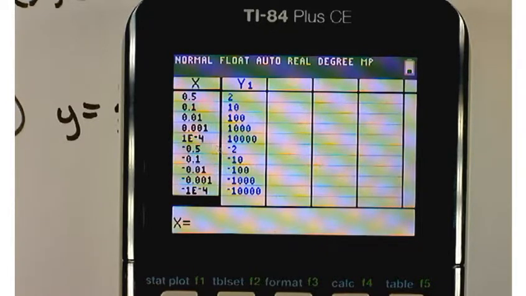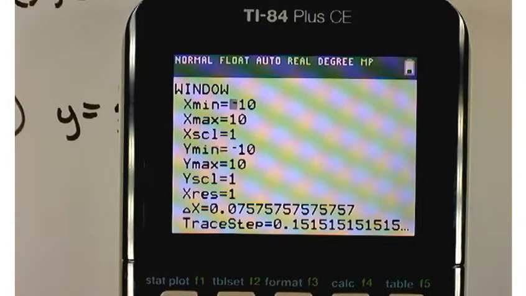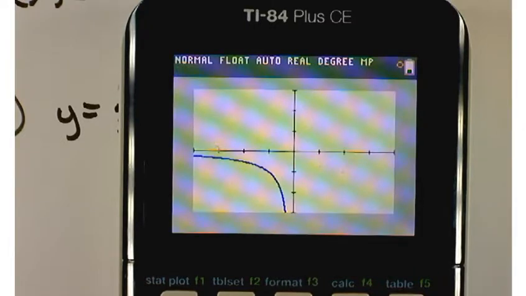So, okay, what's the graph of this look like then? Well, let's check it out here. So, for our window, let's set up our window, say, from negative 4 to 4 on the x-axis, and negative 3 to 3 on the y-axis. And then hit the graph key and see what we get.